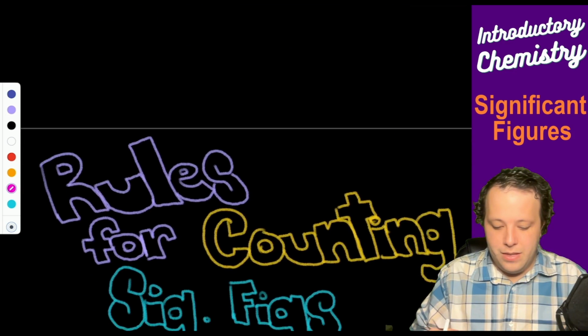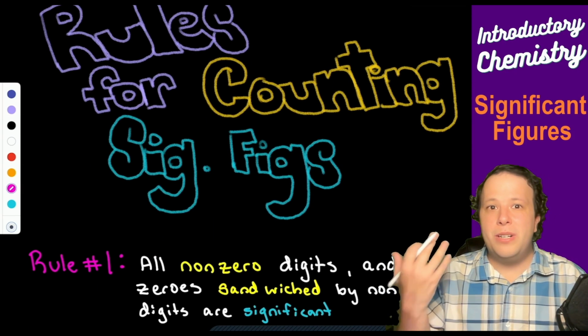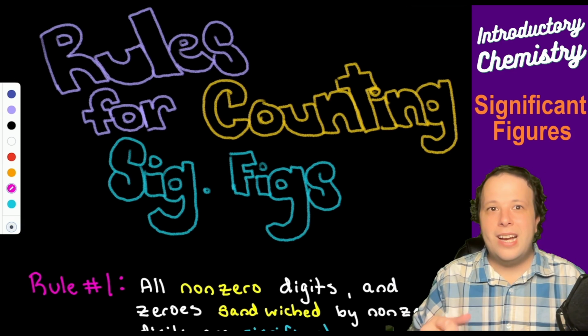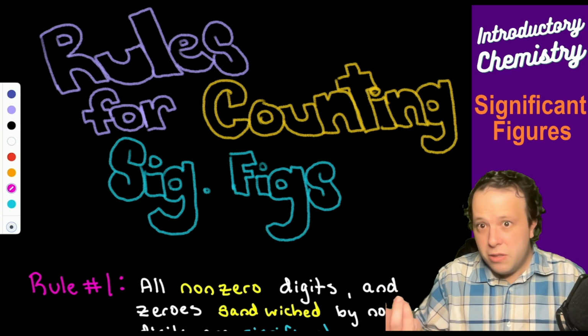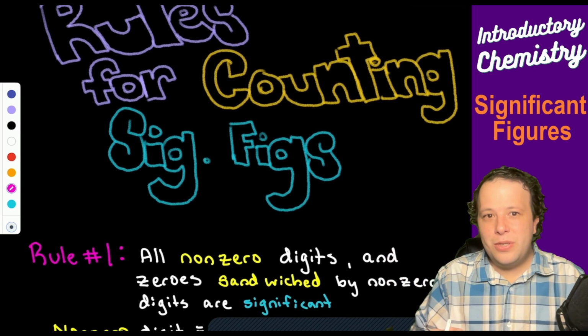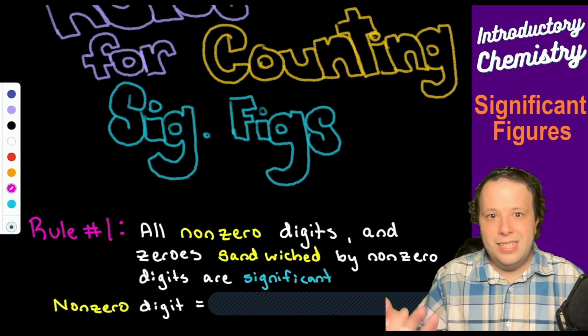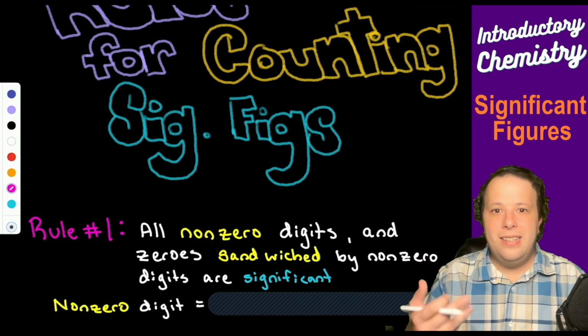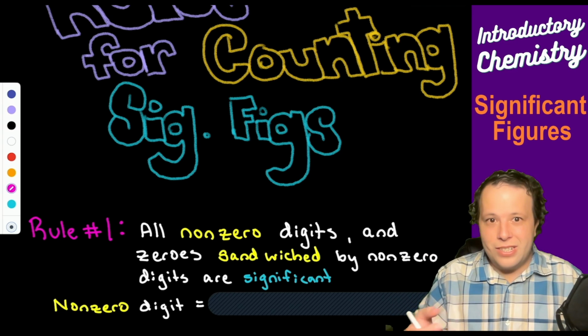So the whole idea here is that moving forward, we're going to go through a bunch of rules for counting sig figs. Meaning that if I go through that measurement from before, there were a number of sig figs there. So that goes off our first rule. And what that says is that all non-zero digits and zeros that are sandwiched by non-zero digits are significant.